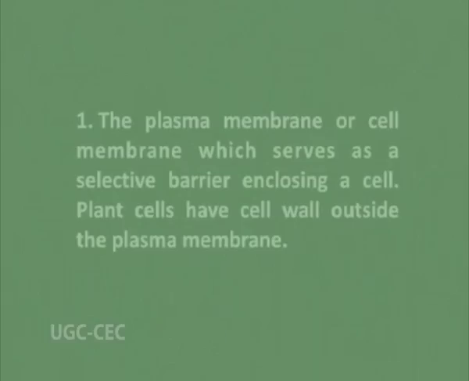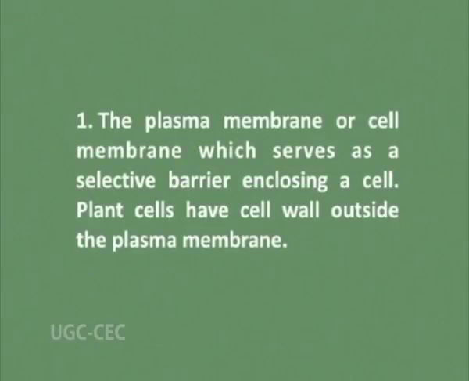Thus, a cell generally consists of three parts. The first part is the plasma membrane or cell membrane, which serves as a selective barrier enclosing a cell. Plant cells have a cell wall outside the plasma membrane.